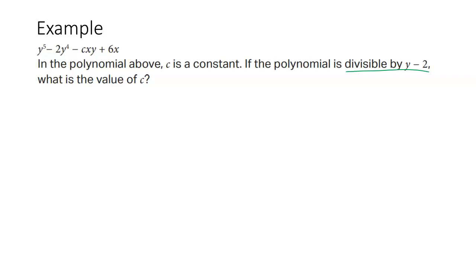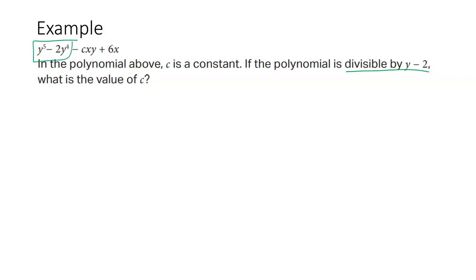Now, when you've got multiple variables and really high exponent values, if you don't have a GCF among all of them, you're probably going to be factoring by grouping. So you're going to be looking at your first two terms and your last two terms, and factoring them out to get your result. So if I have y minus 2, I want to make sure that I get that as a factor, and what value of c would get me there.